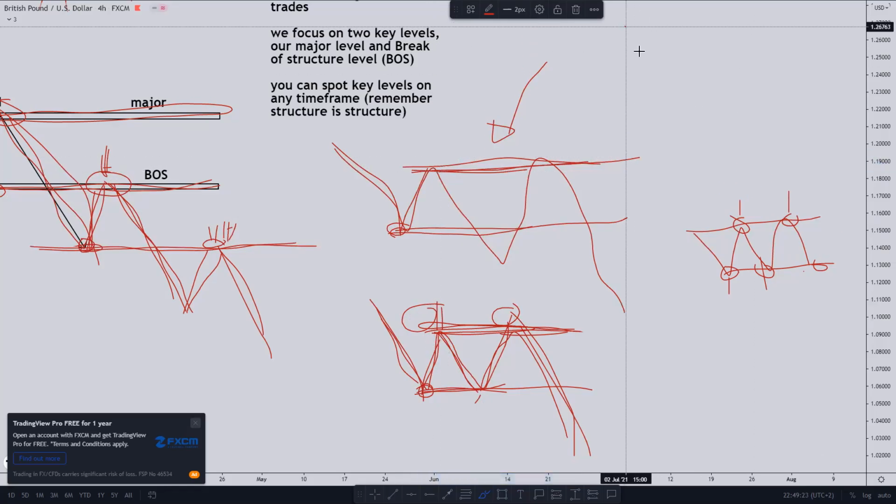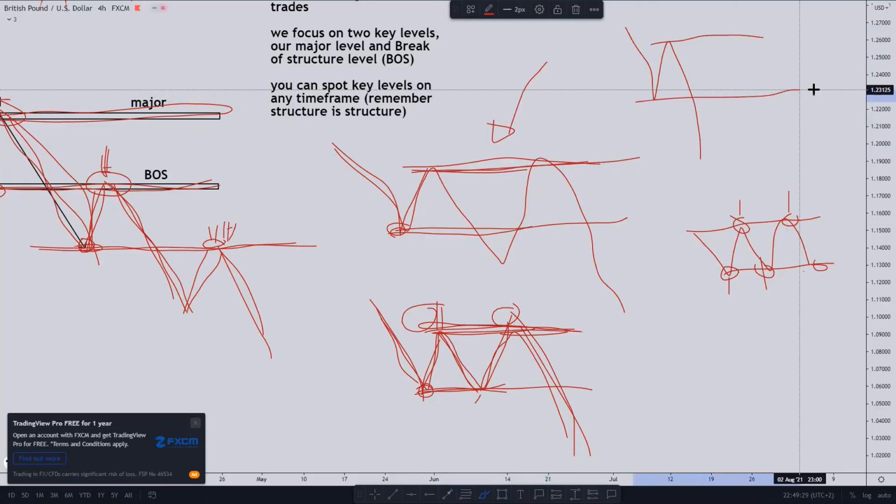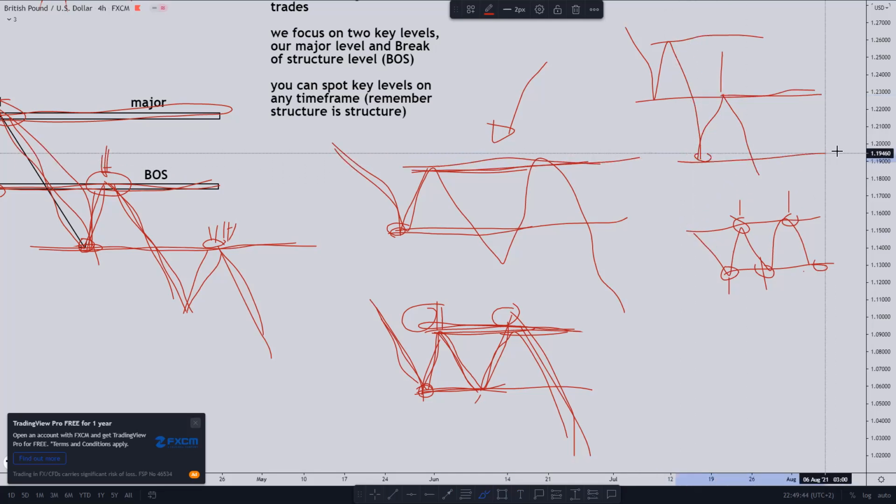So for example, price pushes down, we get a lower high, and then push down. This becomes our major level. This becomes our break of structure level. So if price comes back and retests here, gives us a lower high, and then we push down, this now becomes our current major level. And then if price breaks this lower low, now this becomes a break of structure level, right?